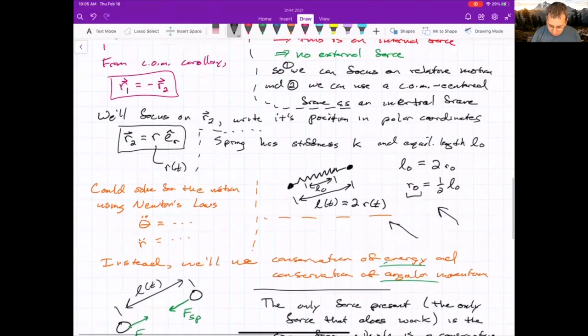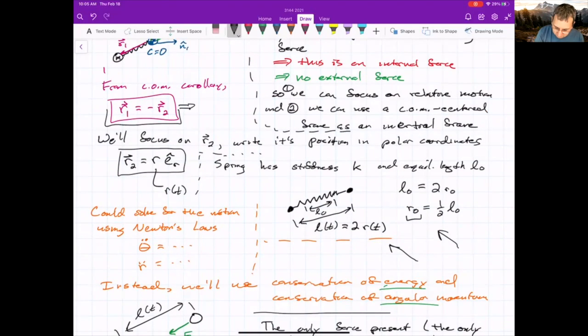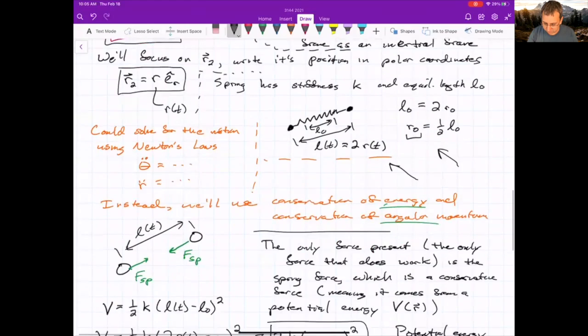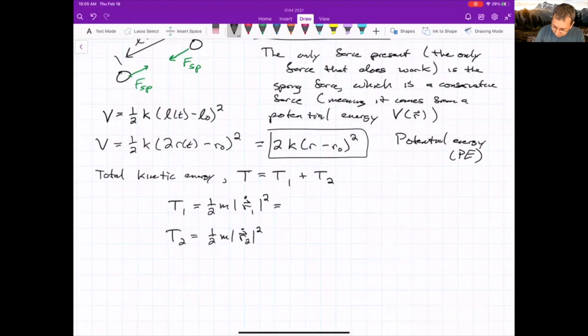It's 1/2 m R2 dot, and these are squared here. Due to the center of mass corollary up here, this implies if you take the inertial derivative, then it's the negative inertial derivative of the other. So if you take the magnitude and square it, you lose that negative sign. So these are actually the same. This is 1/2 m R2 dot magnitude squared, so it's equal to T2. So total kinetic energy is 2 times the kinetic energy of particle 2. Why am I focusing on particle 2? Just because it's easier to write.